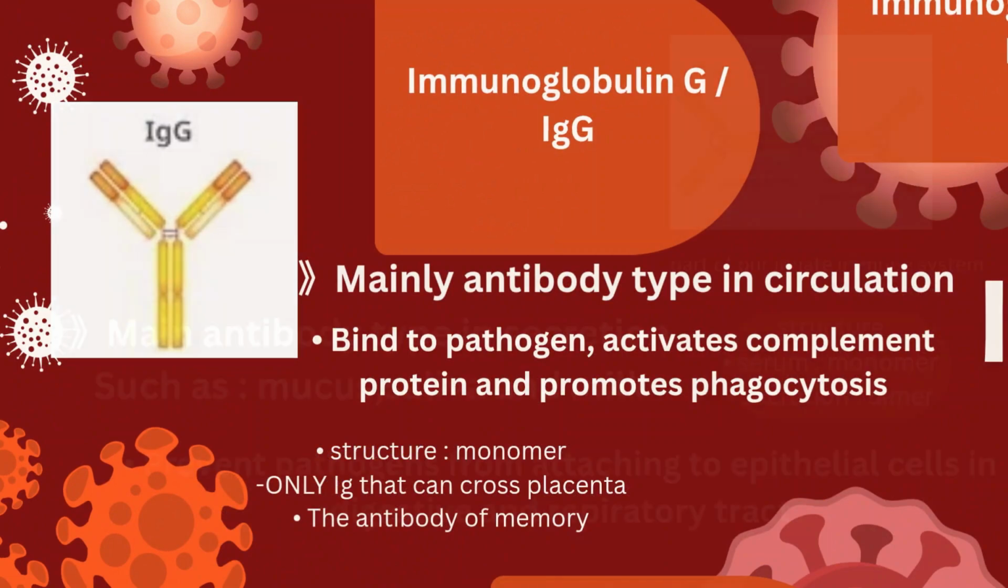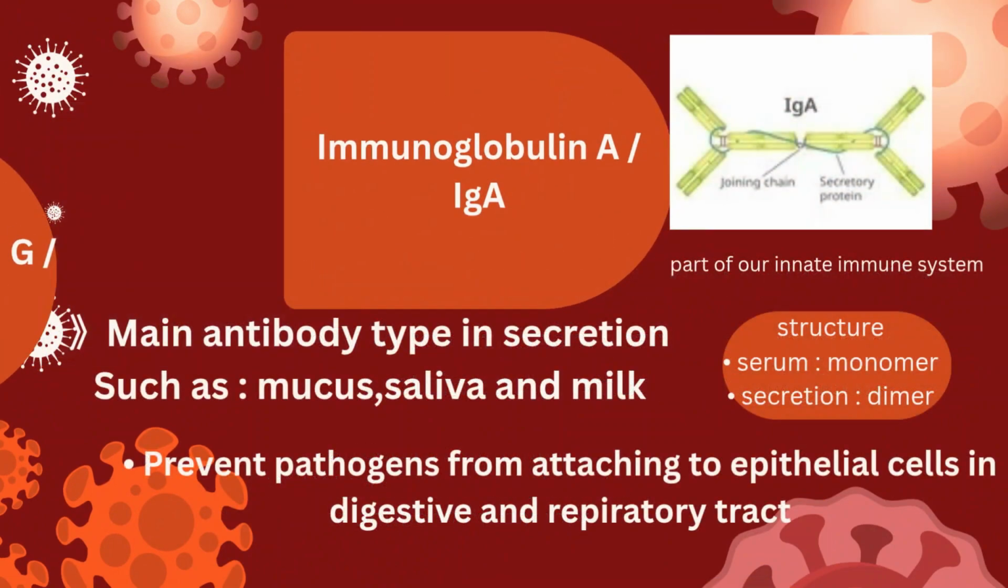Next, we have immunoglobulin A or IgA. IgA is the main antibody found in body secretions, such as in mucus, saliva, and breast milk. Its main job is to prevent pathogens from attaching to epithelial cells in the digestive and respiratory tracts.